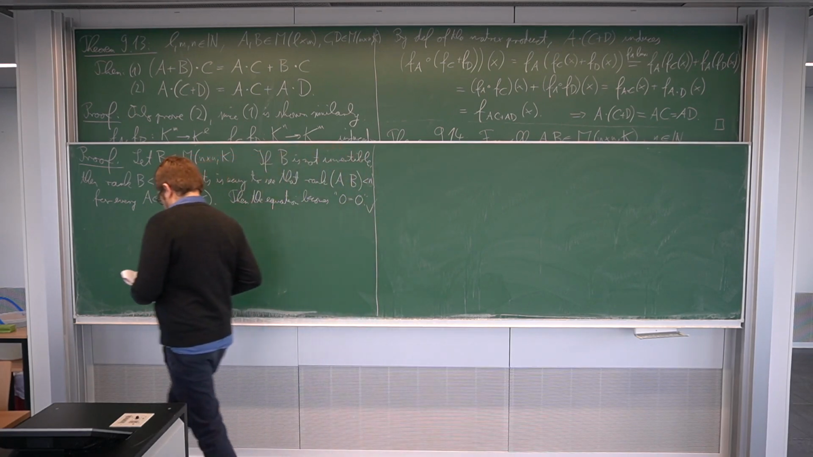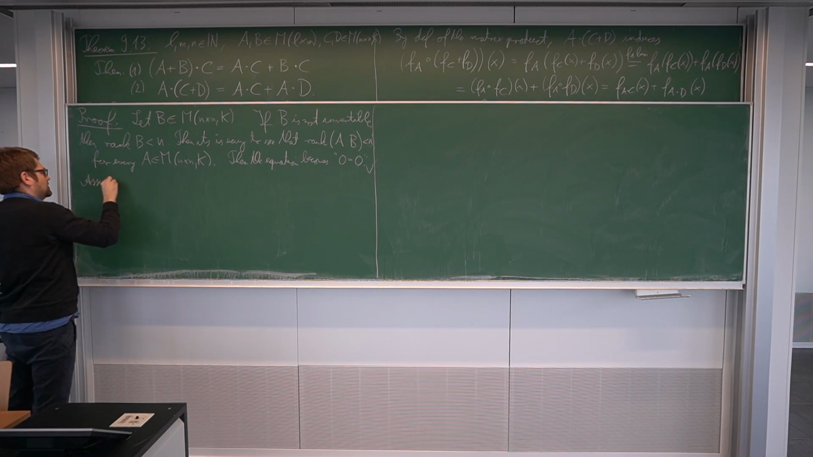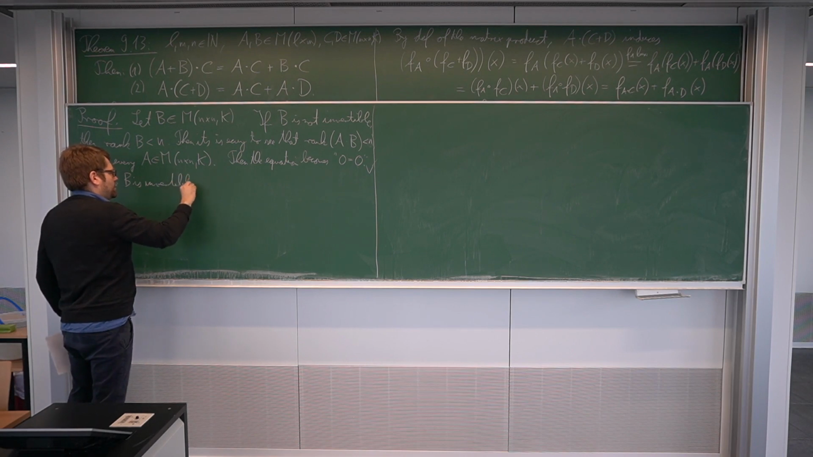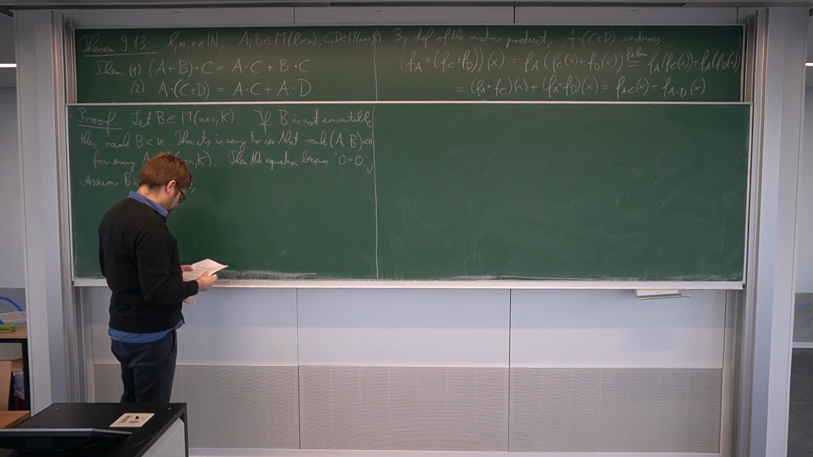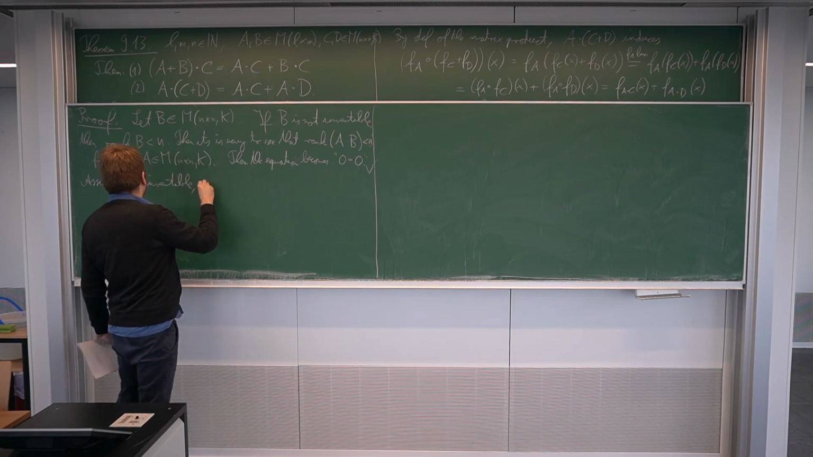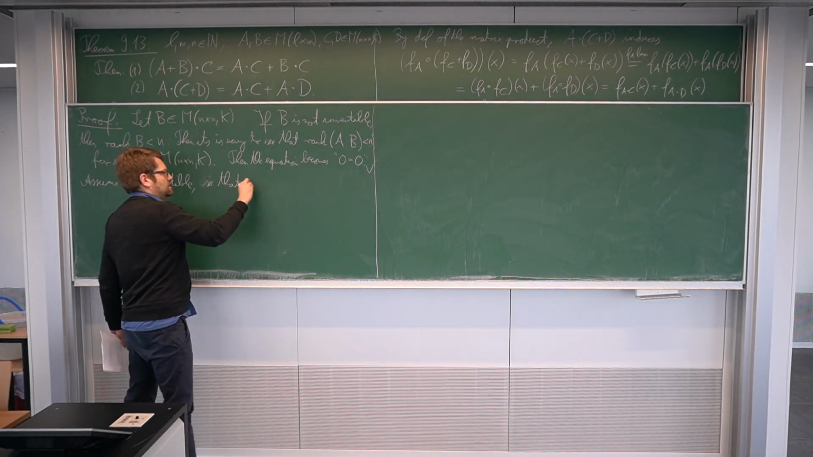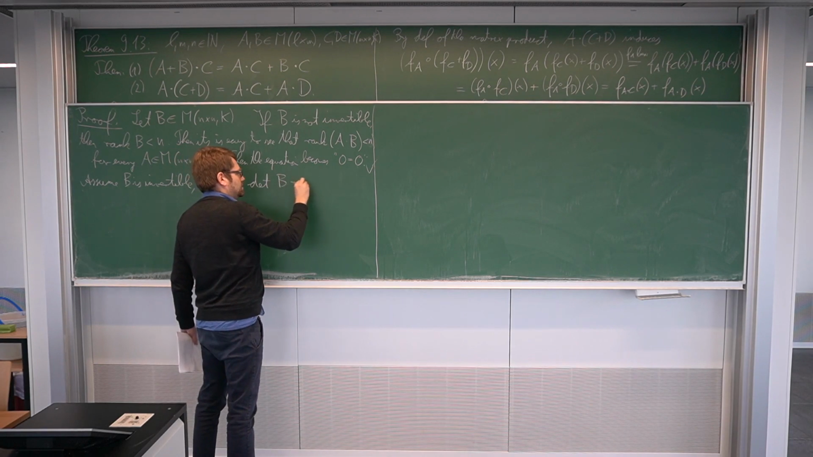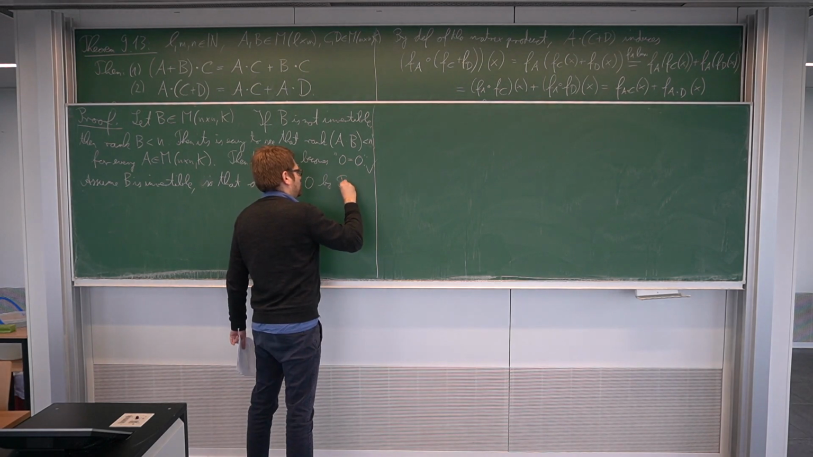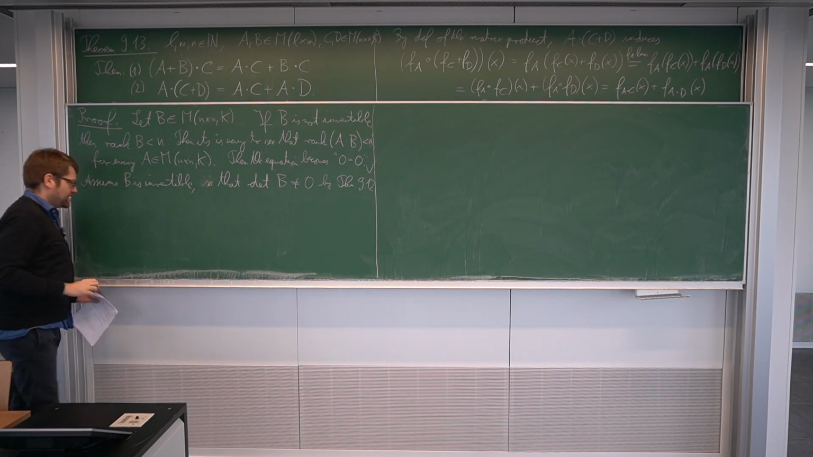Now, for the more interesting case. So assume B is invertible. So, as we've seen, by theorem 9.12, the determinant of B is not equal to 0.